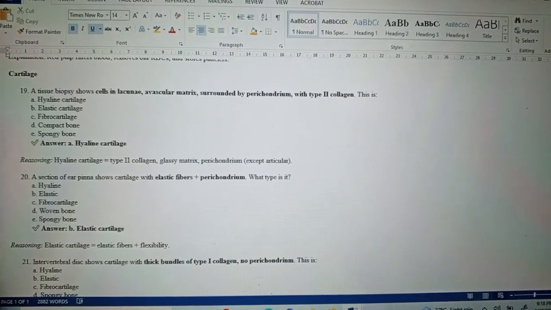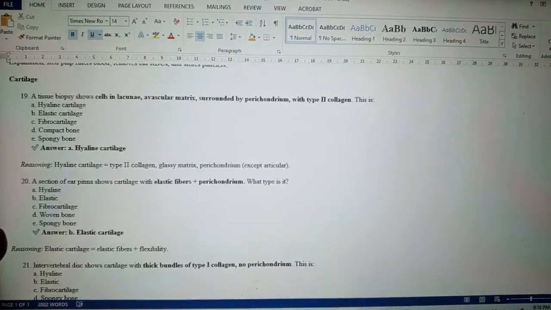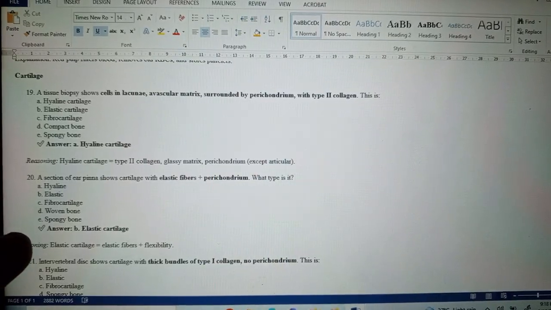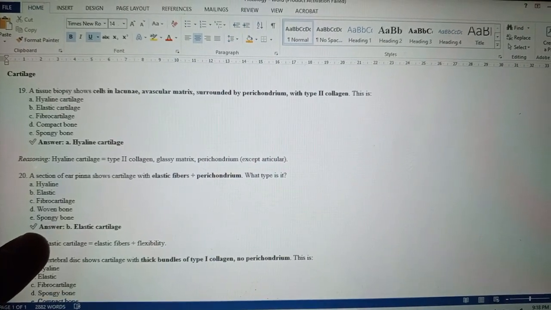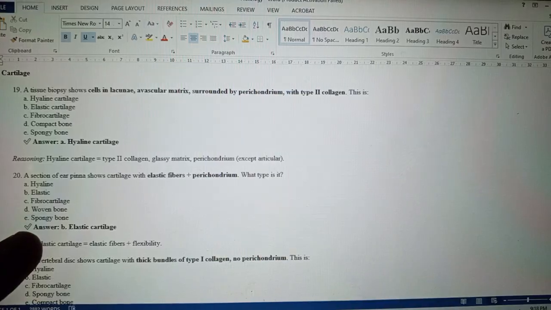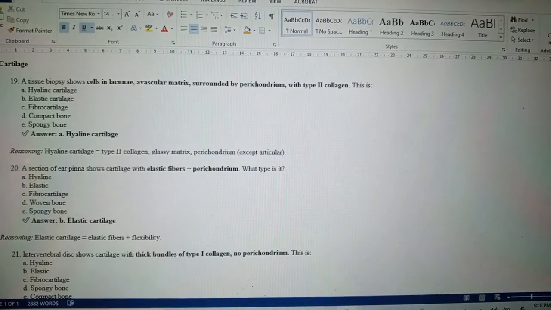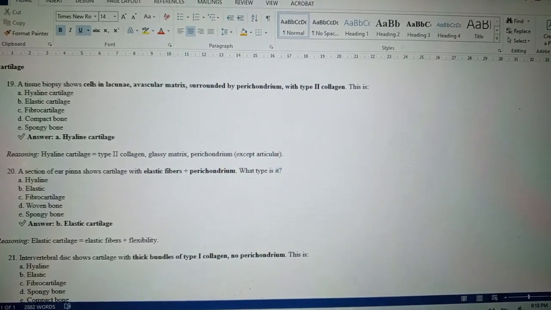Bismillahirrahmanirrahim. Now we are starting another topic, that is histology of the cartilage. First MCQ: a tissue biopsy shows cells in lacunae, avascular matrix surrounded by perichondrium with type 2 collagen.